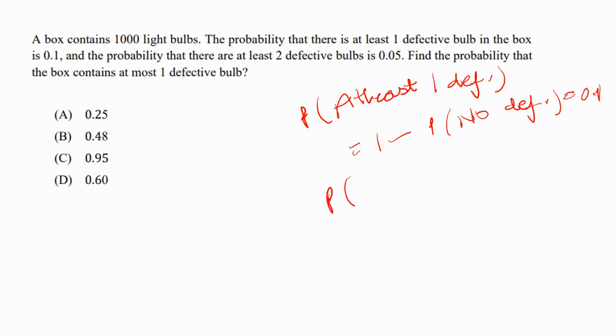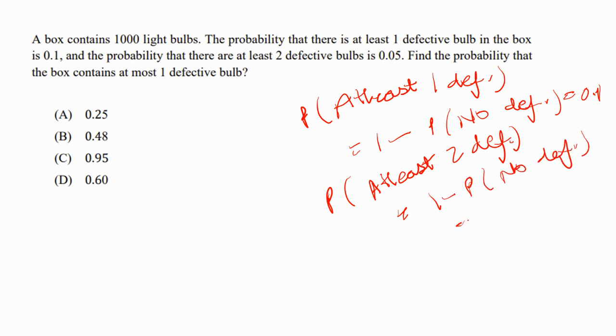Now the second one is given here as 0.1. And the probability that at least two are defective is 1 minus the probability of no defective minus the probability of one defective, and this is given here as 0.05.